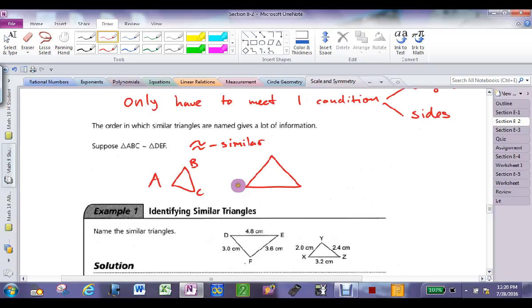Is this D, E, or F? D. Where's E? At the top. Where's F? There. Okay? What angle does A equal? D. What angle does B equal? And what angle does F equal? C. I changed the order. Does it matter? No. Everybody good?